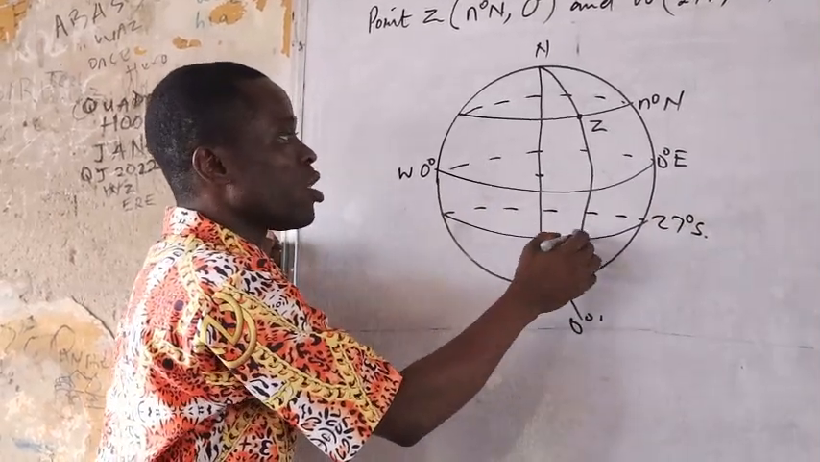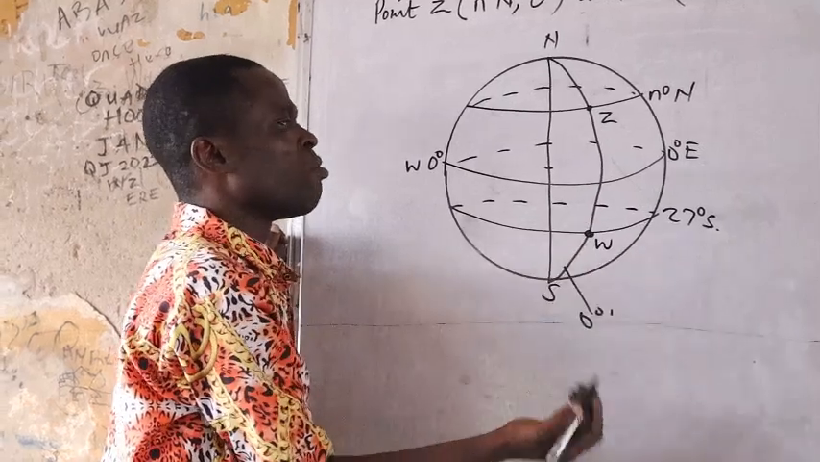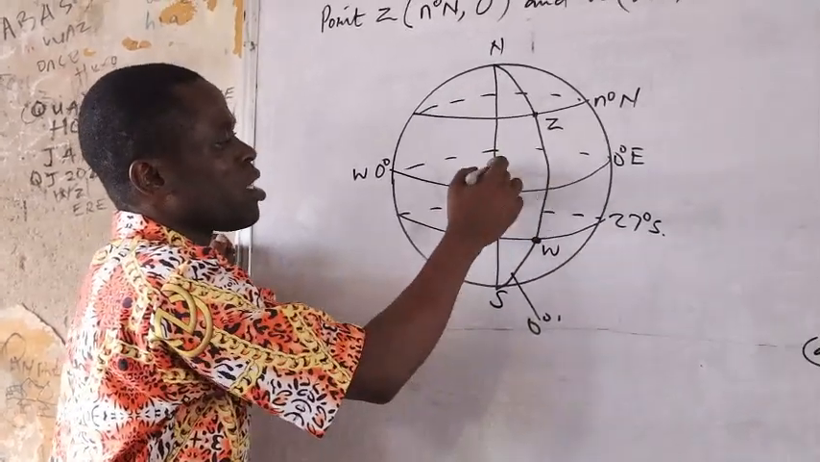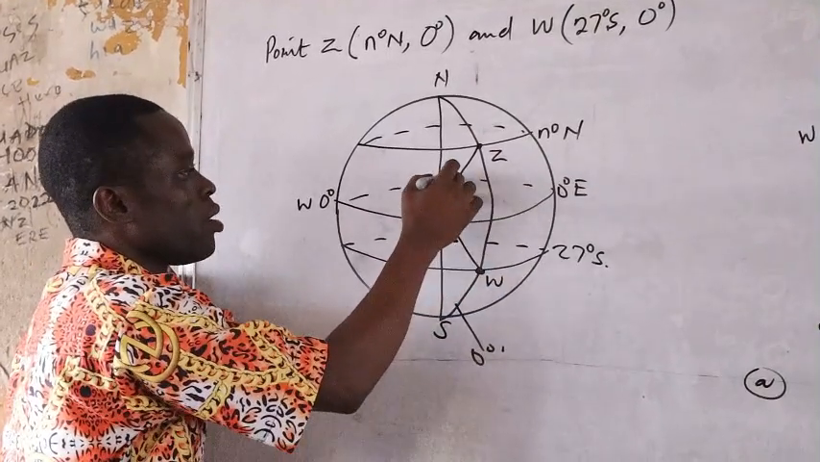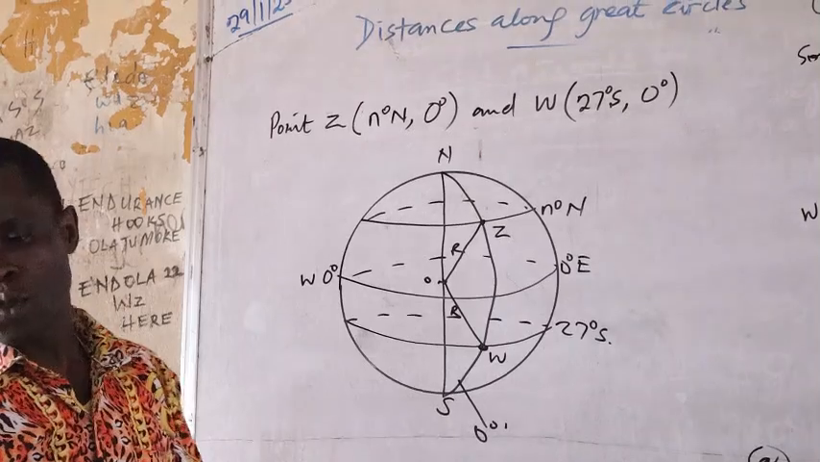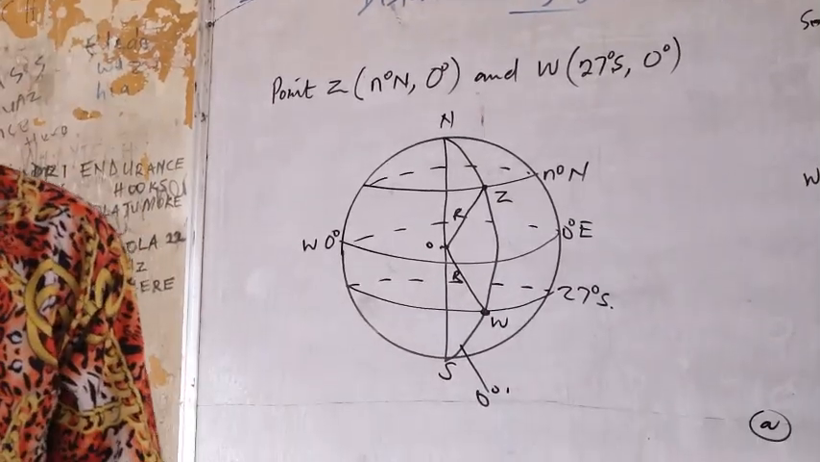And 0 degree also, this is what? W. Now, the center of this longitude is the center of the Earth. 0, we have this, we have this. This is bigger, this is bigger. Now, what is the first question? Well, okay, the question continues.